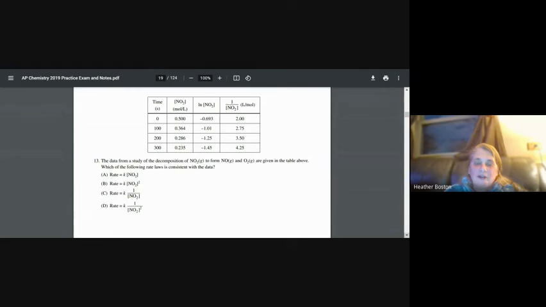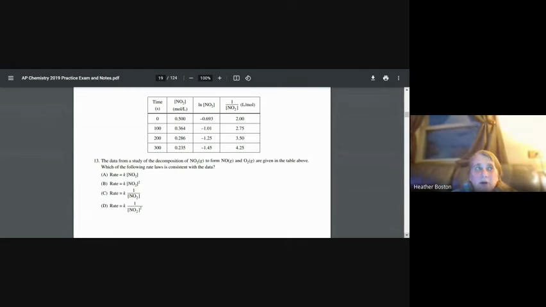Okay, so let's look at 13. In 13, remember from our kinetics unit, if a straight line comes from concentration versus time, it's zero order. If a straight line comes from natural log of concentration versus time, it's first order. And if a straight line comes from 1 over concentration versus time, it's second order.